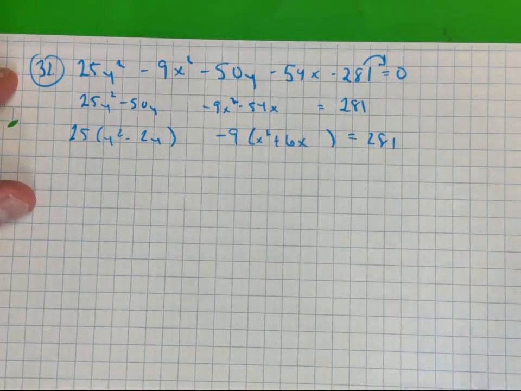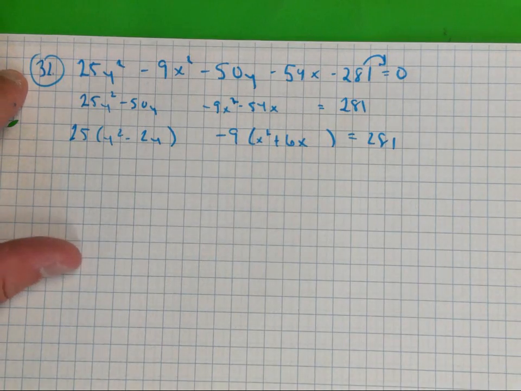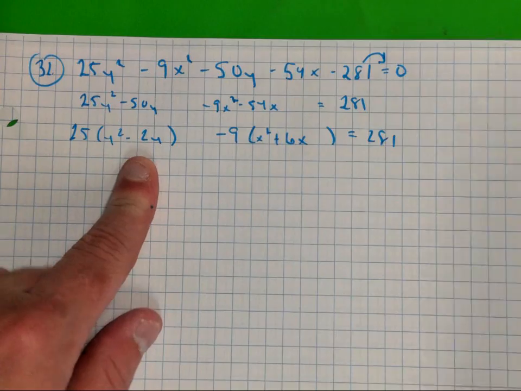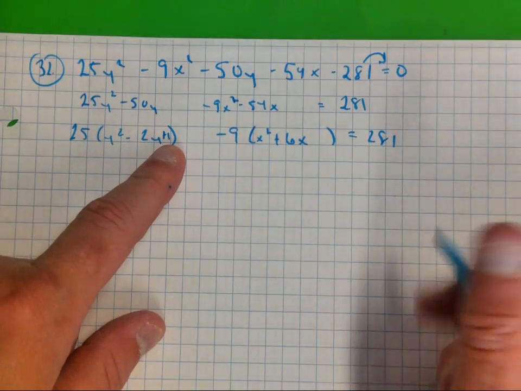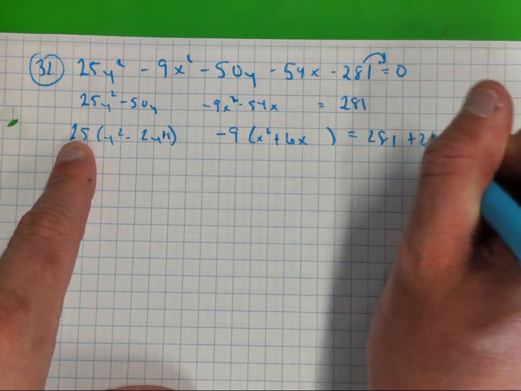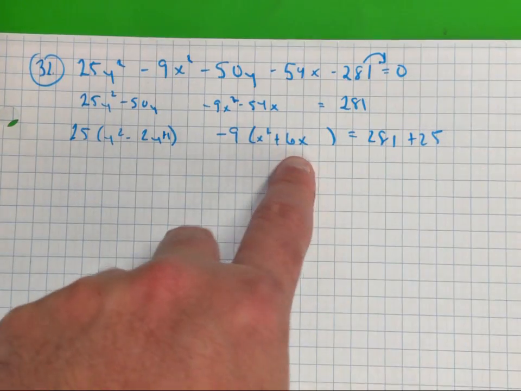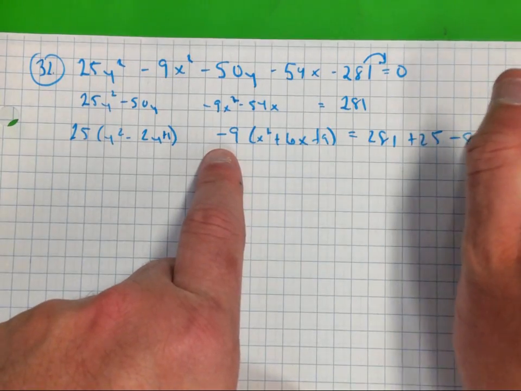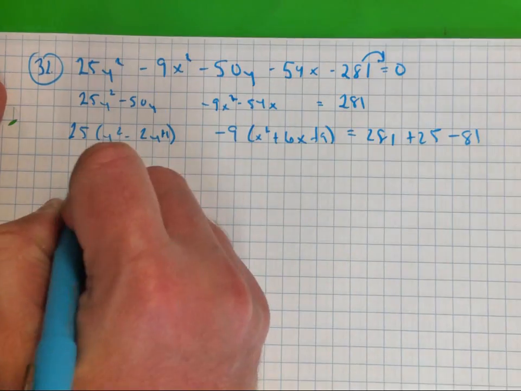Now I'm ready to complete the square, okay? What's half of negative 2, class? Negative 1. Negative 1 squared is? Positive 1. If I add 1 here, well, I add 1 here, I add 25, because that'll multiply by there. All right, half of 6 is? 3 squared is? 9 times negative 9 is? Very good. Now let's clean it up.